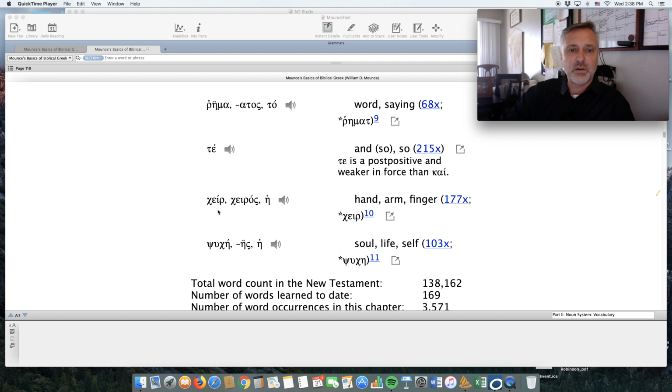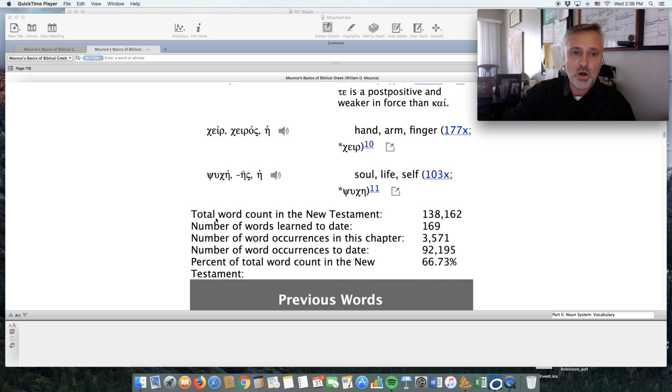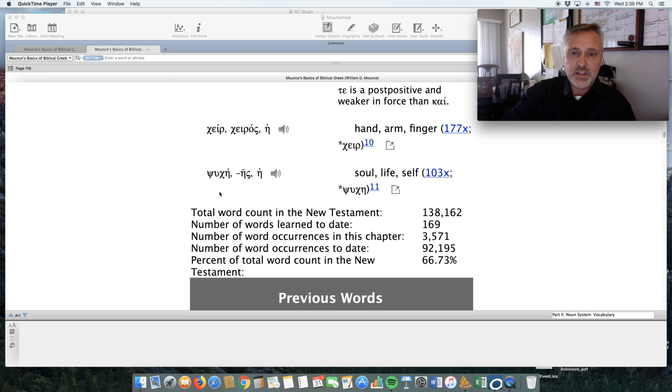All right. Cheir, which, he cheir, is a feminine noun, meaning hand or finger. I guess it means arm as well. Most of the times you see it in the New Testament, it will mean hand. So cheiros is the genitive singular form of hand. All right, and lastly, psyche. He psyche, meaning soul or life. This is where we get the word psychology from. Psychology is the study of the self or the soul.